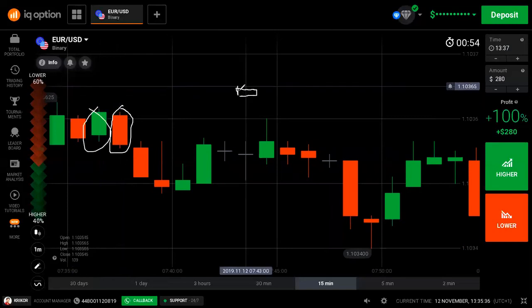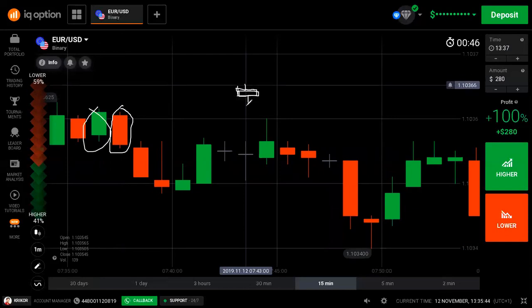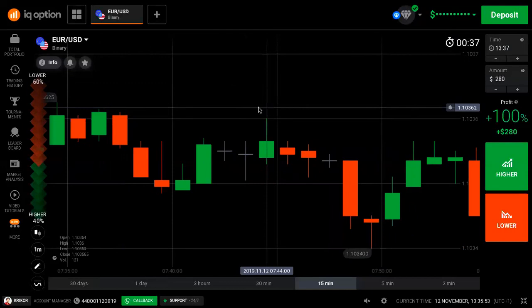It has to be a small body. Then small wicks up and down. The size of the wick at the top and the wick down should be almost equal, and equal to the size of the body. That's when you call it a spinning top. And when you see a spinning top at an SNR level, it is a reversal.